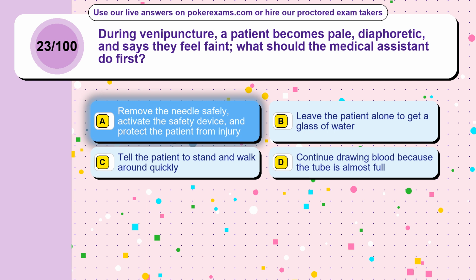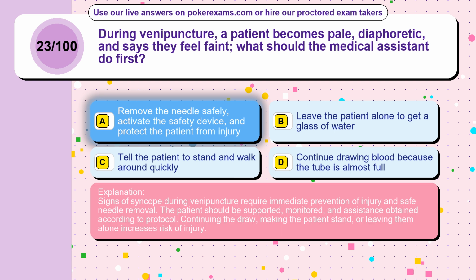The correct answer is option A. Remove the needle safely, activate the safety device, and protect the patient from injury. Signs of syncope during venipuncture require immediate prevention of injury and safe needle removal. The patient should be supported, monitored, and assistance obtained according to protocol. Continuing the draw, making the patient stand, or leaving them alone increases risk of injury.